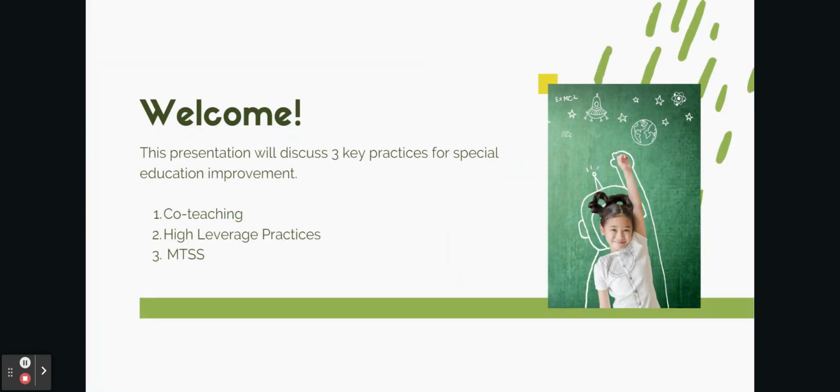Today, this presentation will discuss three key practices for special education improvement. First will be co-teaching, next, high leverage practices, and third, multi-tiered systems of support.